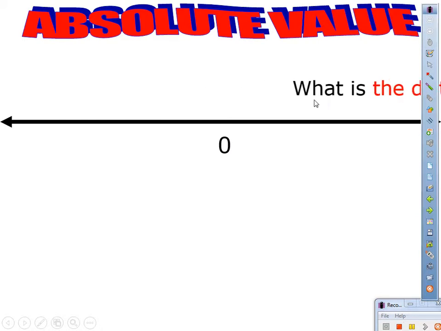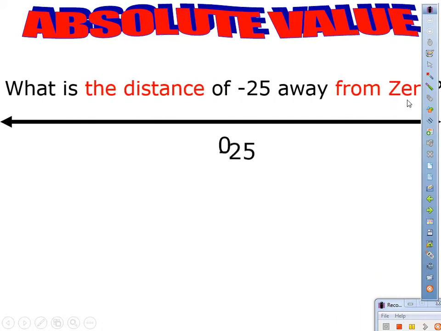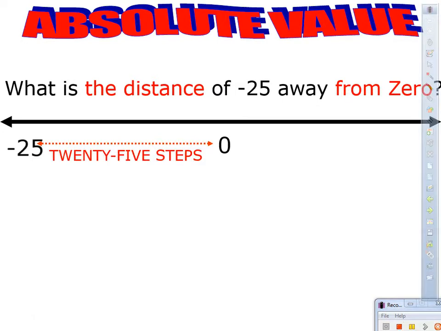So let's say they say, what is the distance of negative 25 away from 0? Let's find out. 1, 2, 3, 4, 5, 6, 7. How many steps? 25 steps. It's kind of like if I said, Kyle, go outside the door, and I want you to go to the front office and count the steps as you go to the office to get me passes. And he's going to count, okay, 1, 2, 3, all 467 of them.